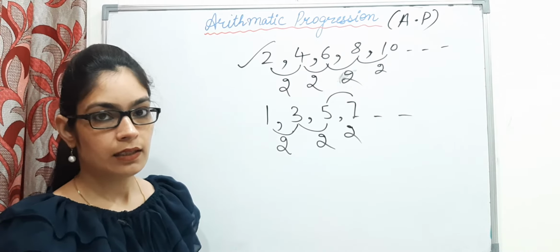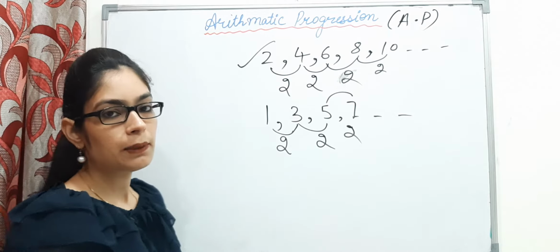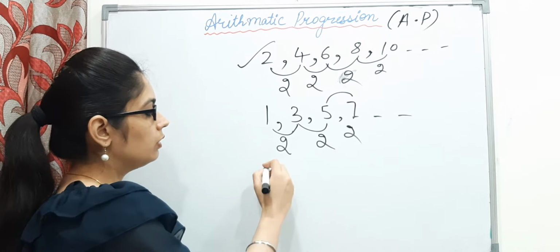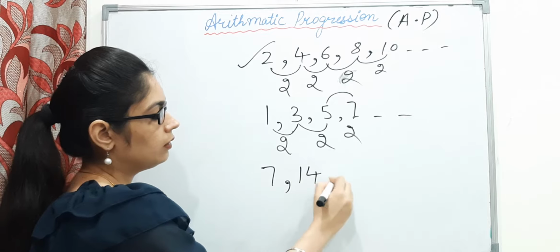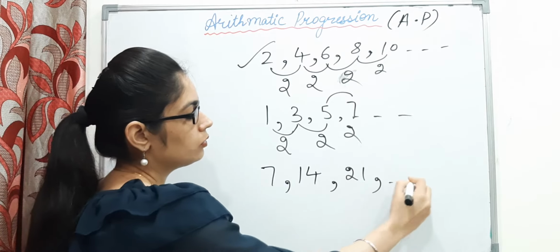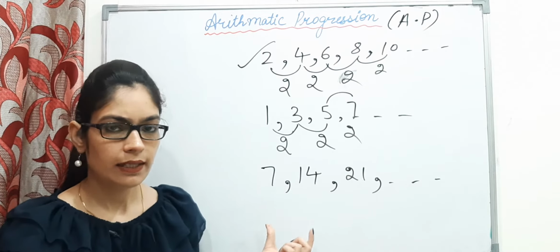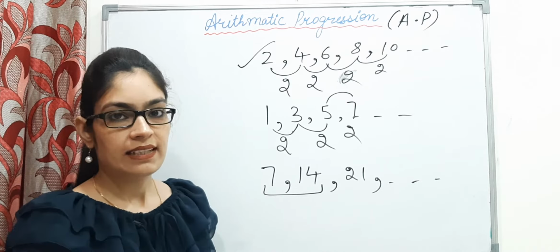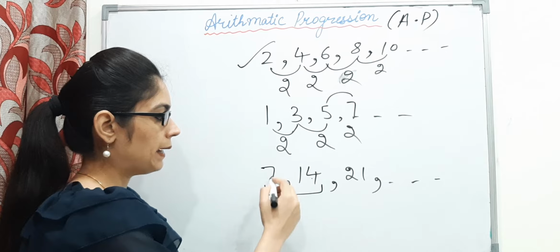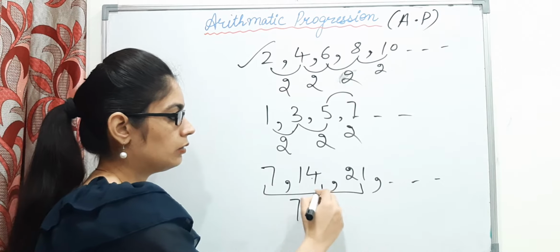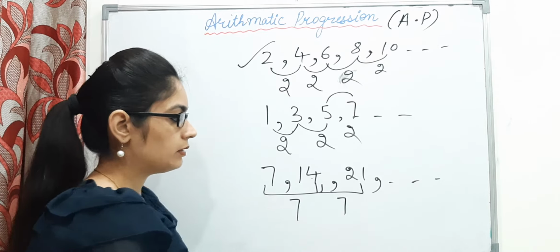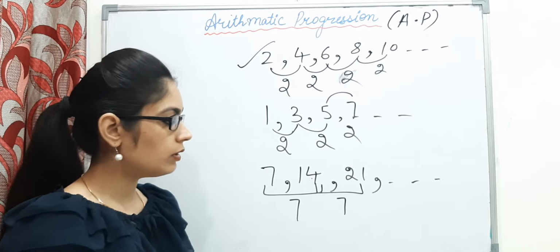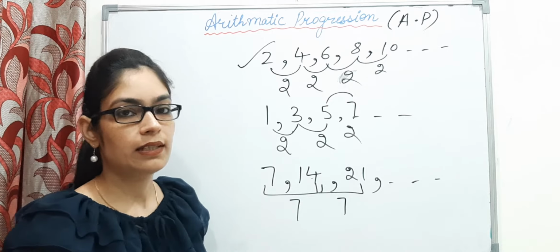Let's take another example, multiples of 7 we can take: 7, 14, 21, and so on. Here again, if you see the difference between two consecutive terms, 14 minus 7 is 7, 21 minus 14 is again 7. So the difference between the consecutive terms in all of these sequences is the same.